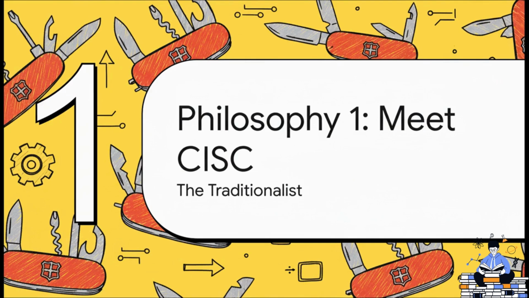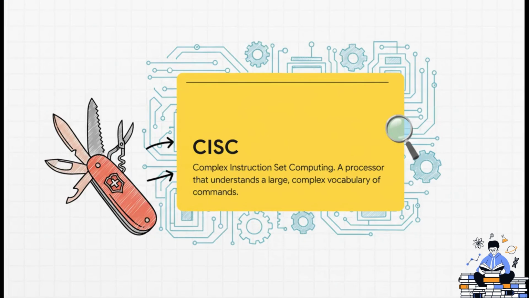So, let's start with the Swiss Army knife of the computing world, CISC. You can think of this as the traditional approach, the powerhouse philosophy that really dominated early computing. And it's still what runs most of the desktops and laptops we all use today. CISC stands for Complex Instruction Set Computing. And honestly, the name says it all. The goal here is to create a processor that understands a huge complex vocabulary of commands. Think of it like a processor that's fluent in a really rich language, one that's able to understand very nuanced, multi-part instructions.